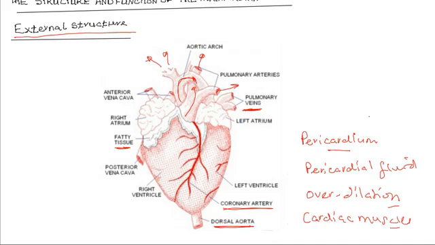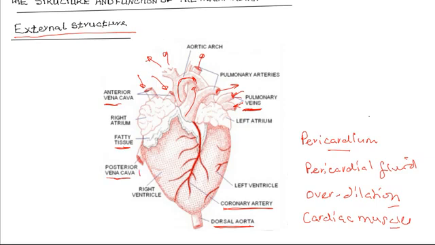We also have the vena cava: the anterior, also known as the superior vena cava, that brings blood from the neck and the head region, and the posterior vena cava, also known as the inferior vena cava, that brings blood from the chest and below and the lower parts of the body.